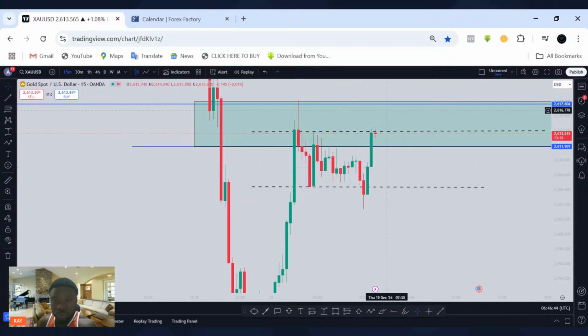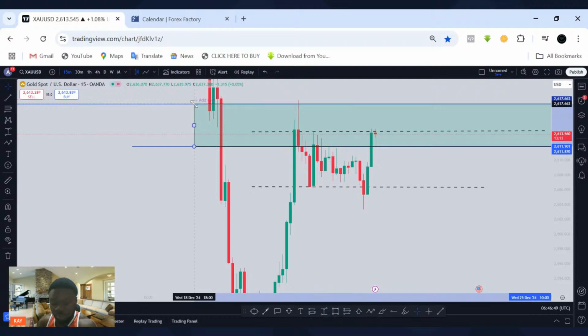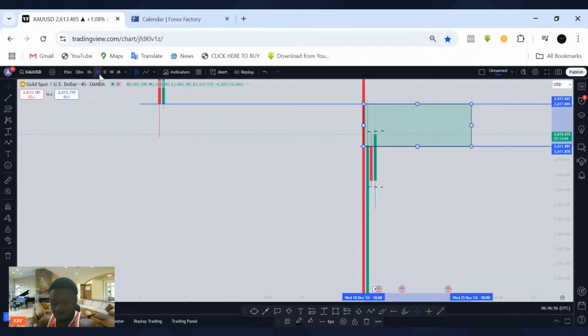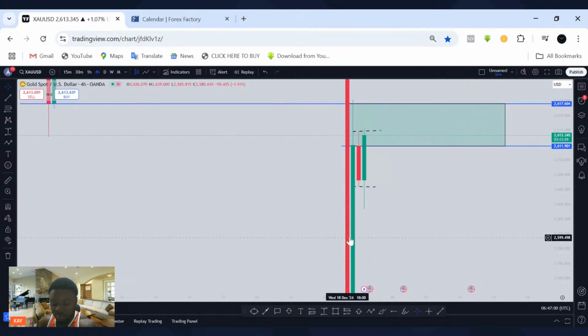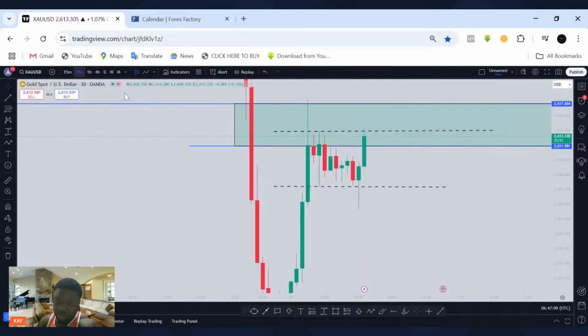So this area is a range. You get it? This area is a range. So I'm expecting a flip. If the 30-minute candle closes bearish within this range, something like this is what I'm expecting to happen.